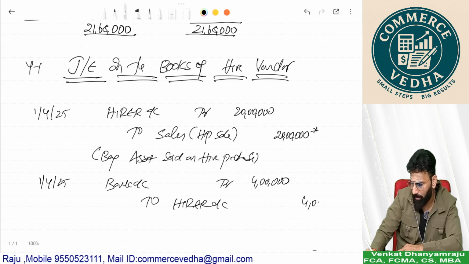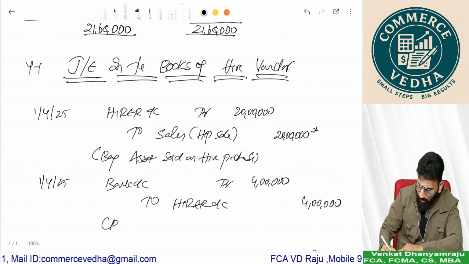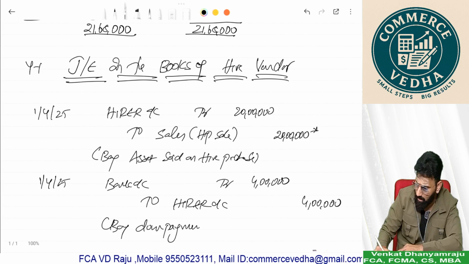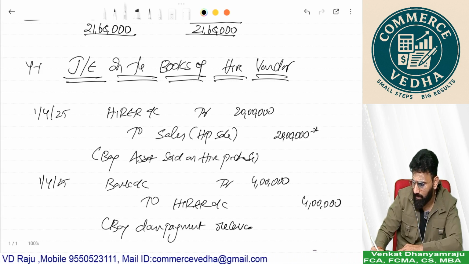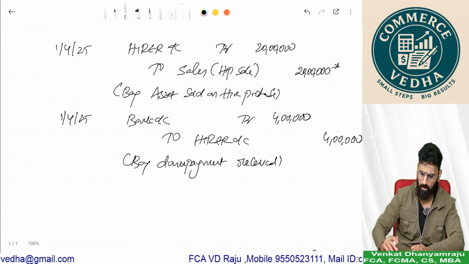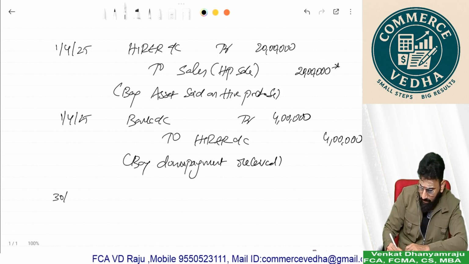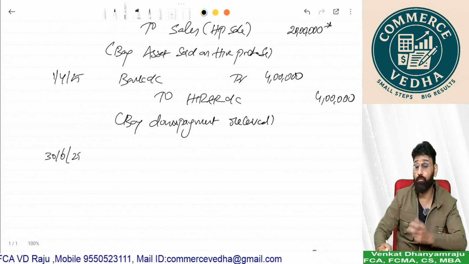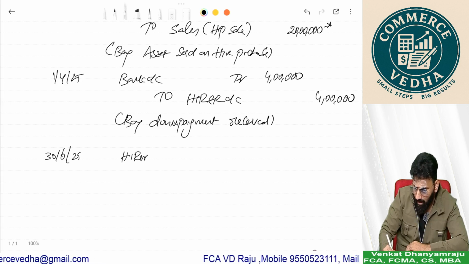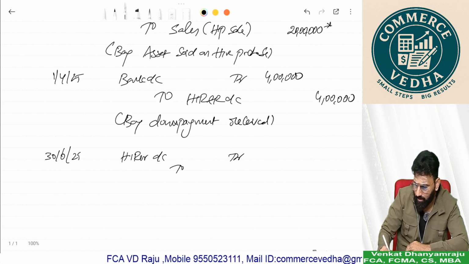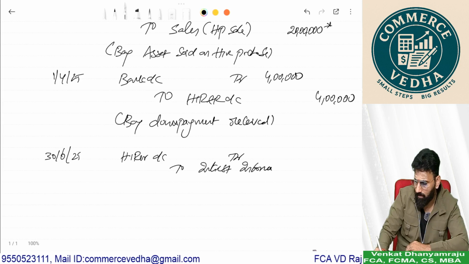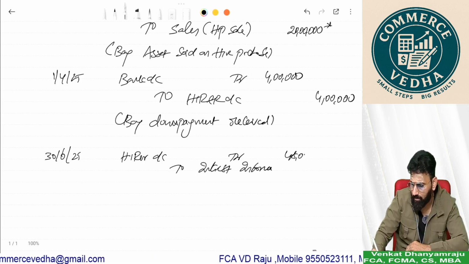He paid the down payment, right? So, being down payment received, and on 30th June, interest for him is income receivable. Who should pay? Hirer account debit to interest income, which is how much? 48,000.